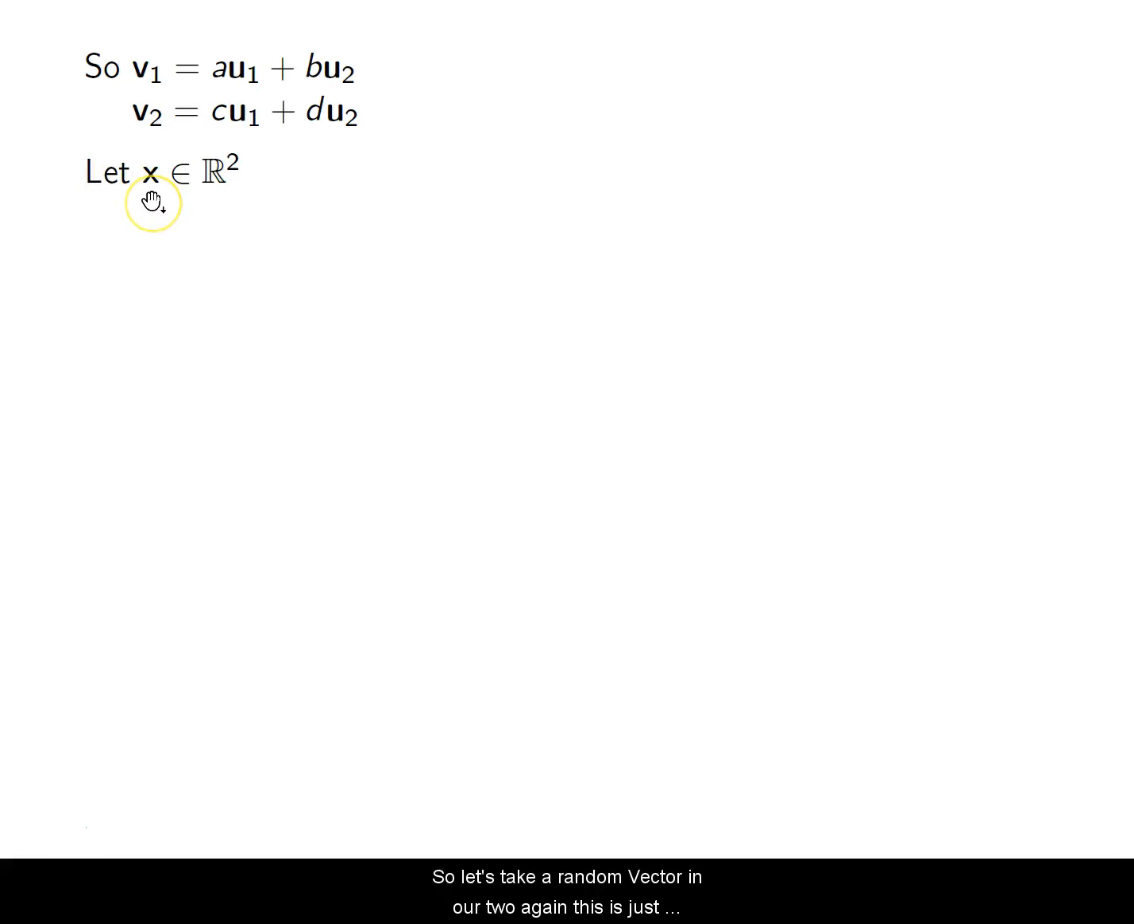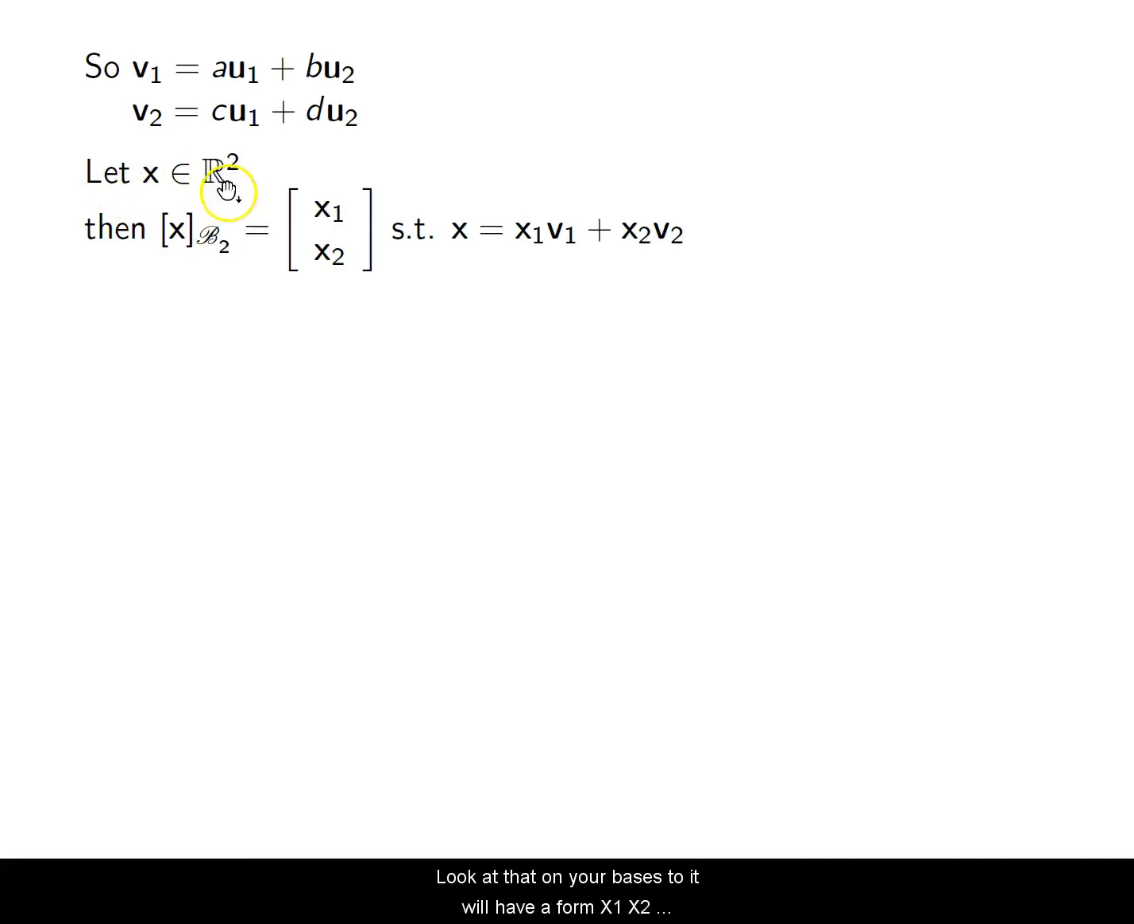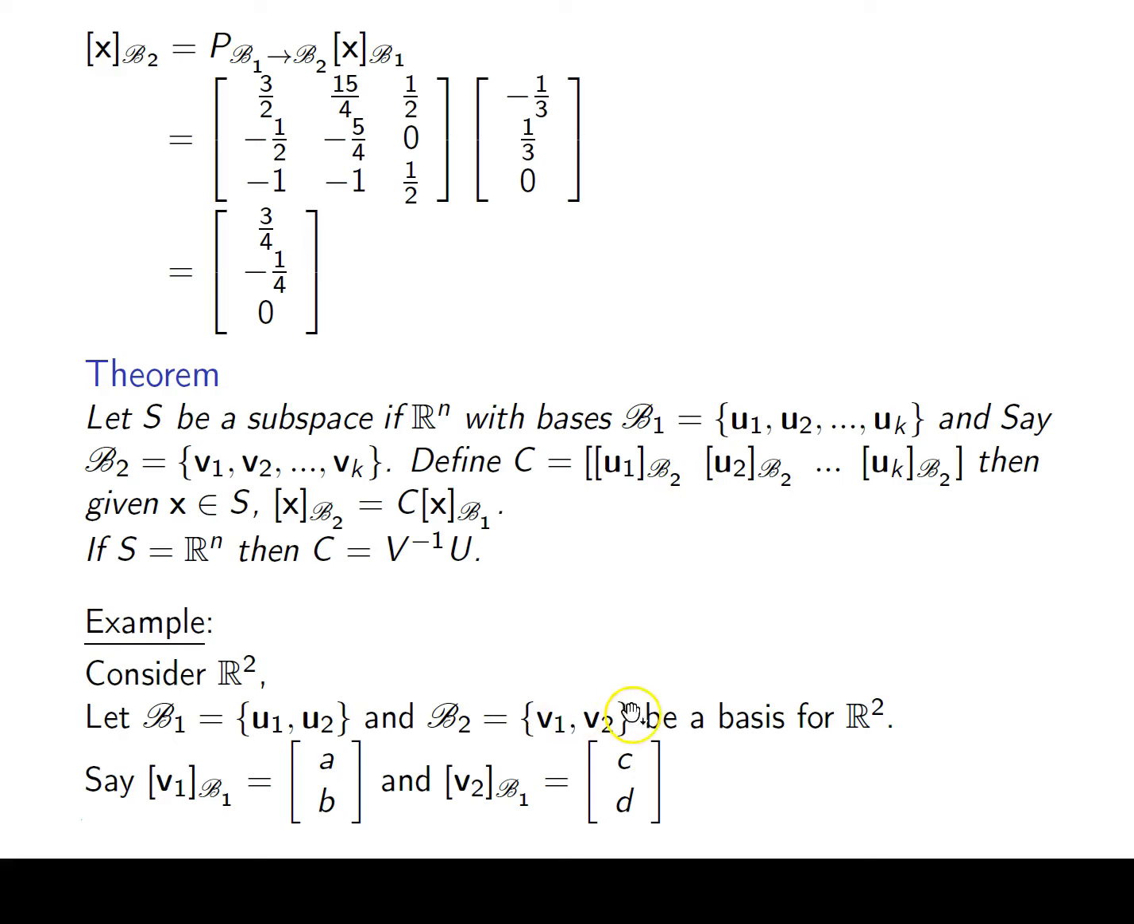So let's take a random vector in R2. Again, this should just be in our standard basis. Then to look at that under basis 2, it will have a form x1, x2 such that x looks like x1 times v1 plus x2 times v2, because v1 and v2 are the basis vectors for my second basis of R2. B2 is v1 and v2.